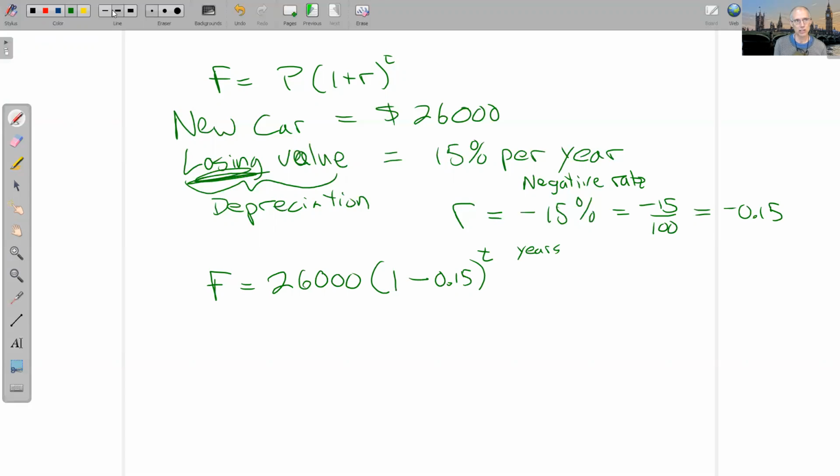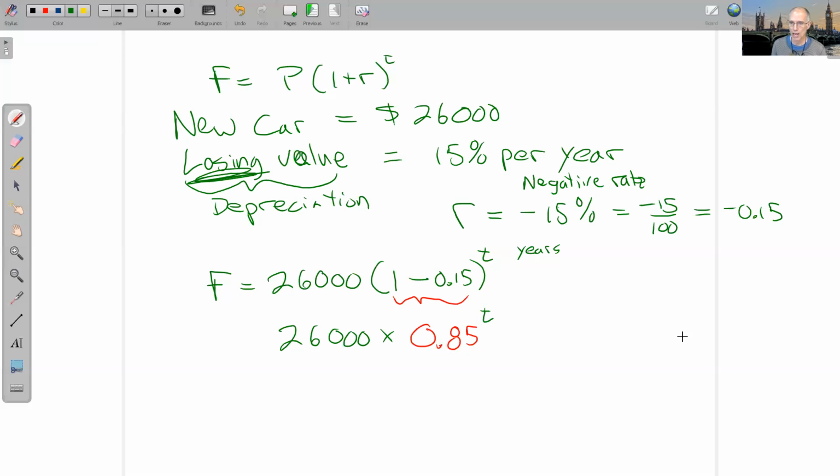Now, I can actually clean this up a little bit because I can subtract 0.15 from 1. And if you do that, you're going to find out that that's 0.85. And then tell me if this makes sense when I explain it. 26,000 times that to the power T. Now, order of operations here, I got to do the exponent before I can multiply, so I can't clean this up anymore. This is as simple as it gets until I plug in a time for T.